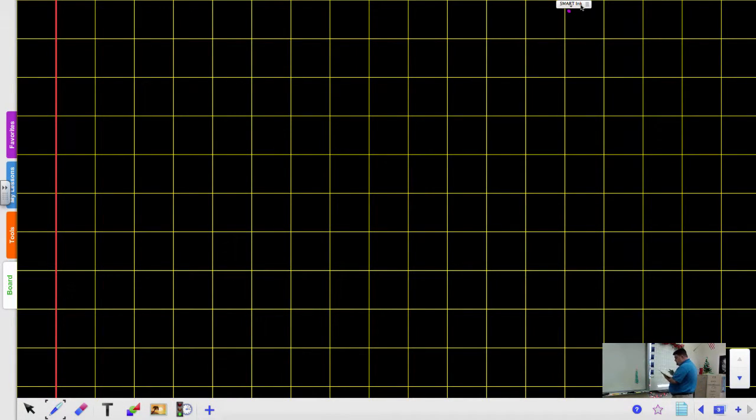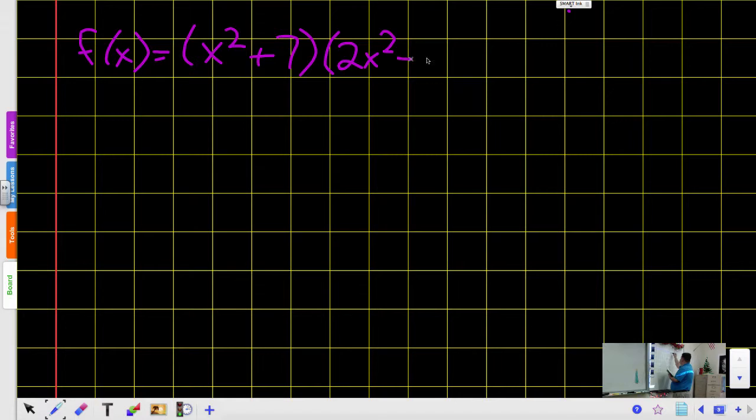Example number 4, where it says the inequalities associated with strictly positive polynomials, and then they give us a function f of x is equal to x squared plus 7 times the quantity 2x squared plus 1. And then it says have unusual solution sets, and then it says we use the figure to figure out the solution sets for this.